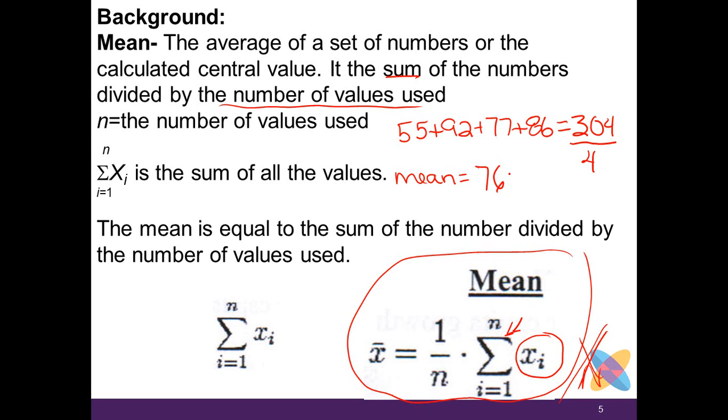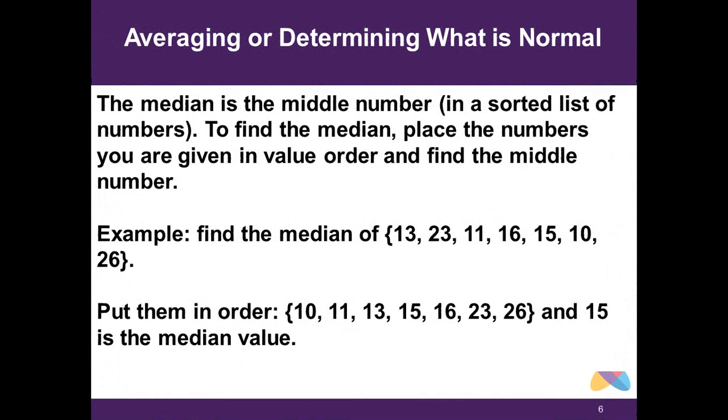Now, how do you determine the other two types of averages? Well, the median is the middle number in a sorted list of numbers. To find the median, the first thing you have to do is place the numbers in order from the smallest value to the largest value. And then you need to find the middle number. So here we have a list of numbers. First thing to do is to put them in order from smallest to largest. And then in this case here, you find the middle value, which is 15. And so the median value is 15.